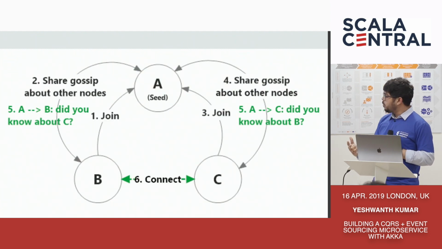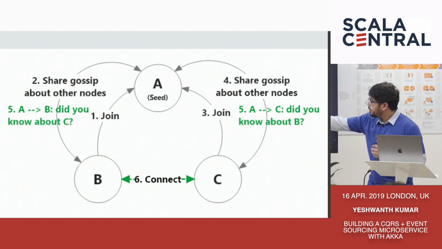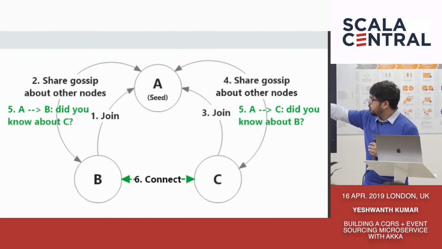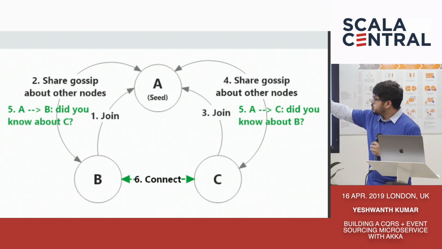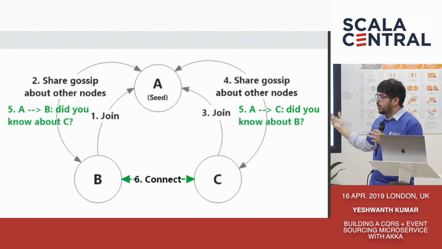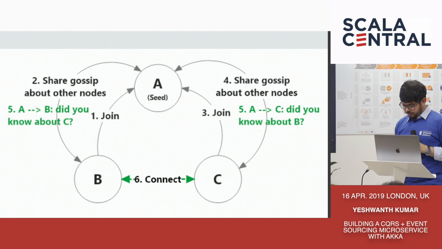So this is how it works. A comes in, and then B comes in and says, A, I want to join. Then they share gossip about other nodes. Then C comes in and joins. And of course, A is going to ask C, did you know about B? Likewise, you can keep adding more nodes, and they will all join the cluster.